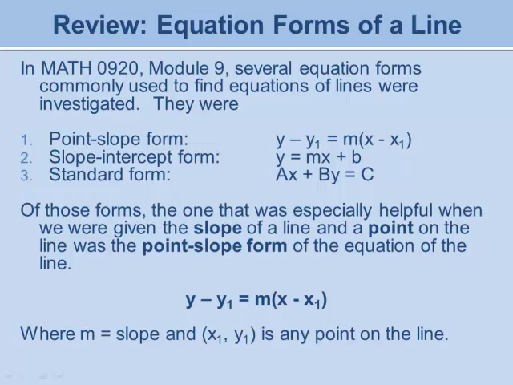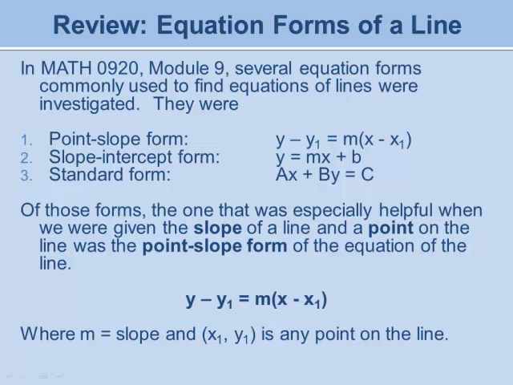In Math 920, Module 9, several equation forms commonly used to find equation of lines were investigated. They were the point-slope form, which is y minus y1 equals m times x minus x1, the slope-intercept form, or y equals mx plus b, and the standard form, which was ax plus by equals c.